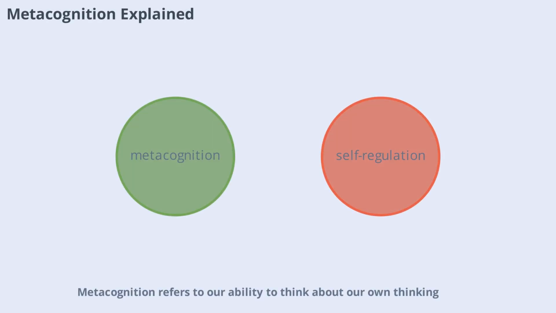Metacognition refers to our ability to think about our own thinking. It involves planning, monitoring, and evaluating our cognitive processes. As children develop metacognitive skills, they become better at setting goals, choosing strategies, and reflecting on their learning. These skills are crucial for independent learning and academic achievement.